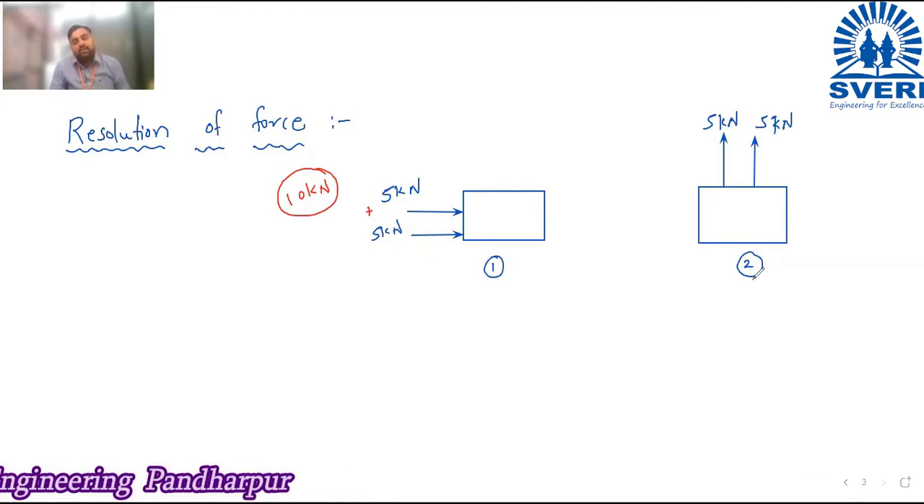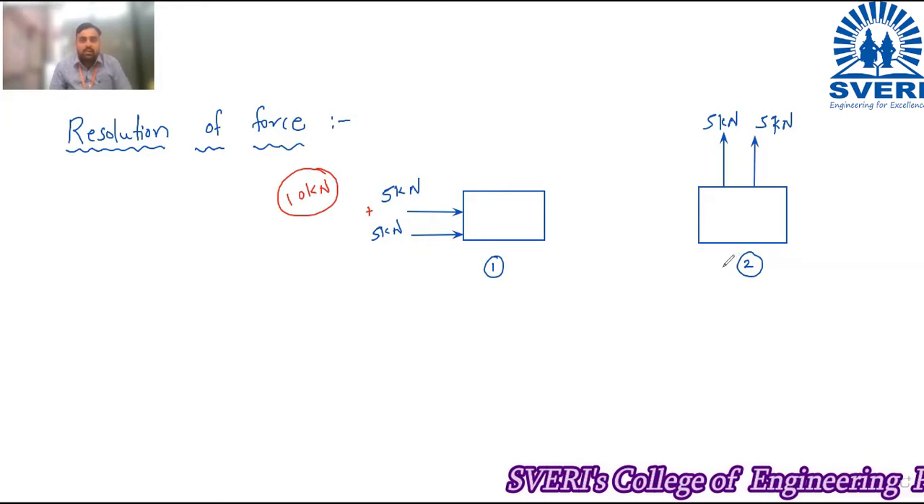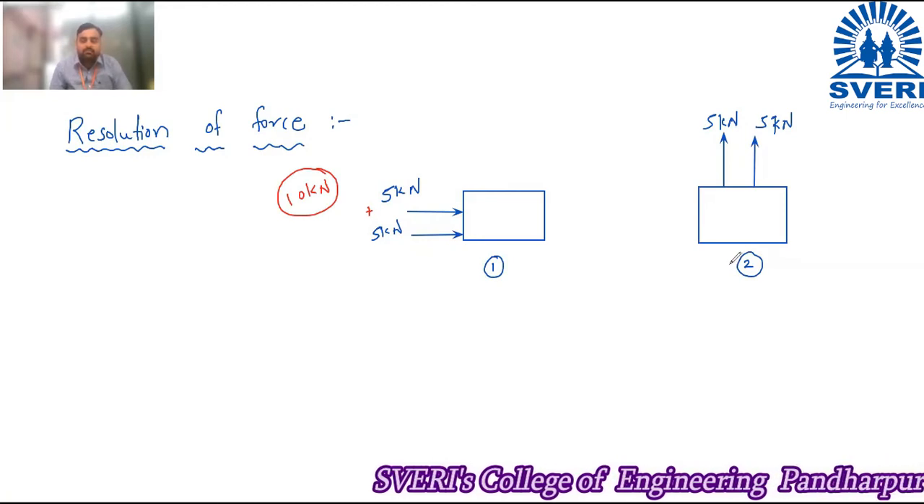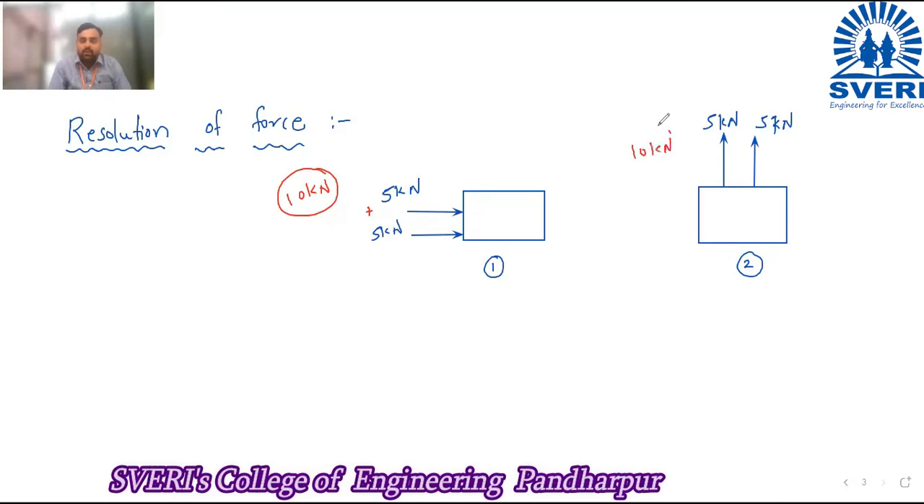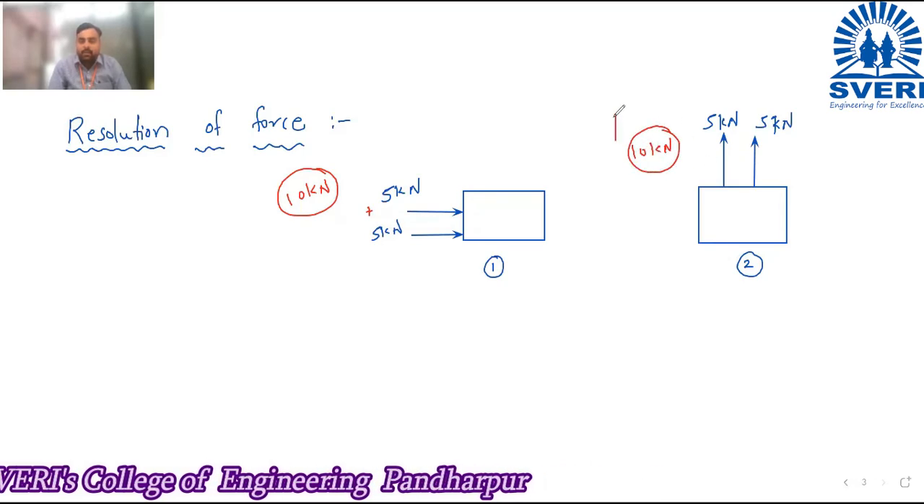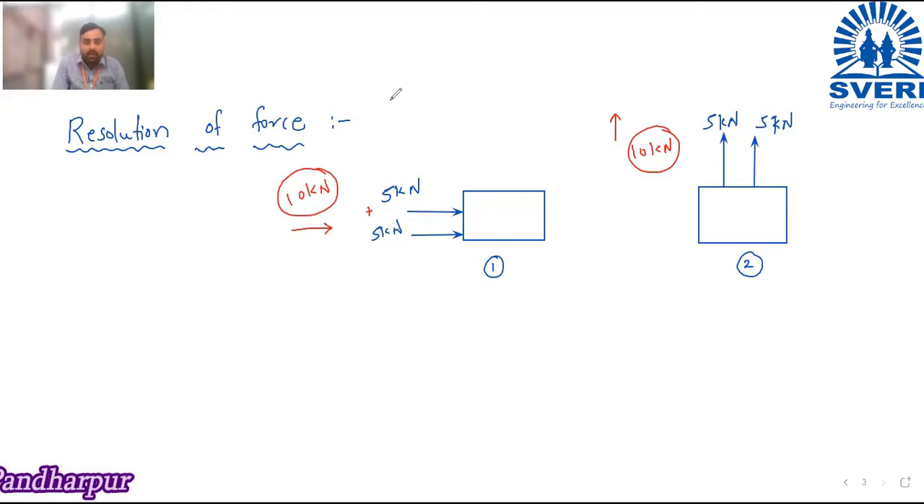In the second case, similarly, if I ask you the question, what is the resultant in the second case? 10 kilonewton. Okay. This is upward, and this resultant will be on this side. Okay. Now the third type.